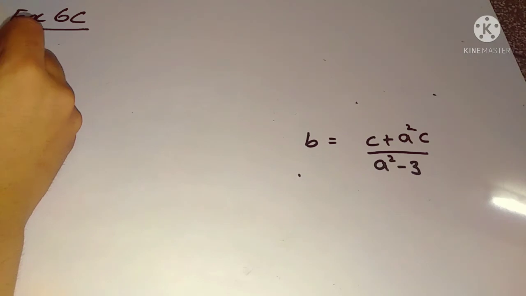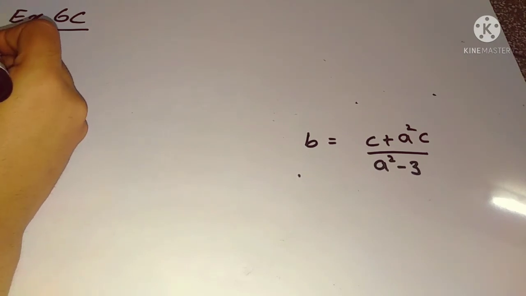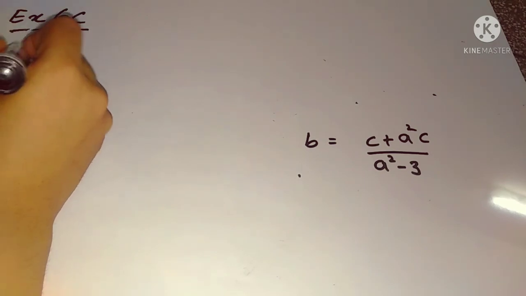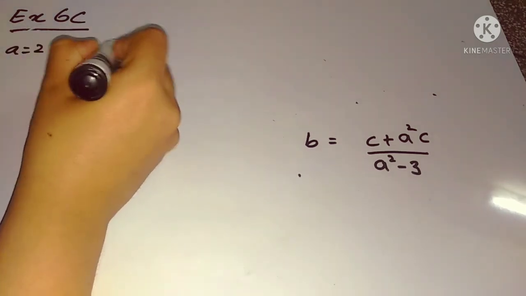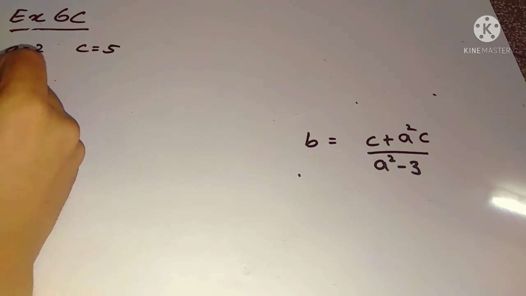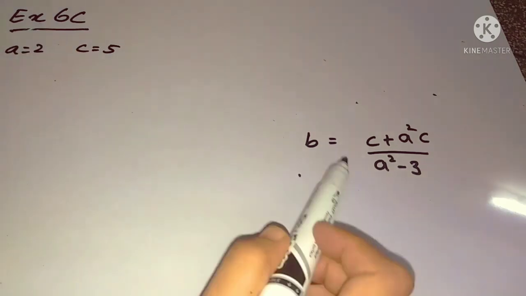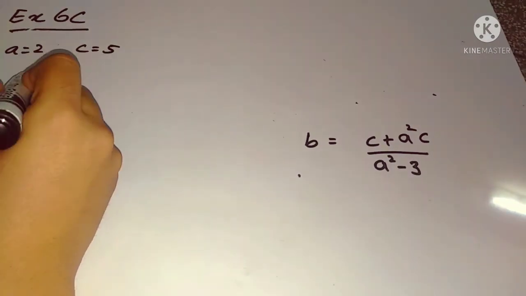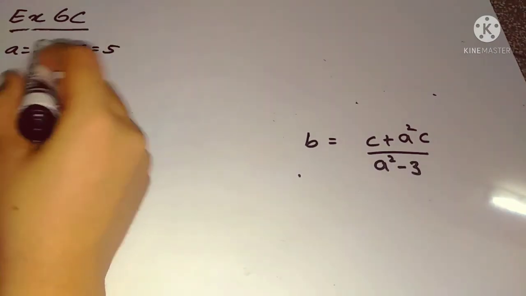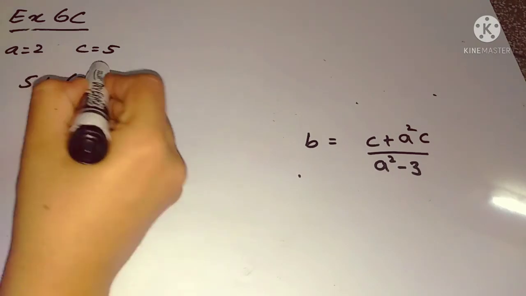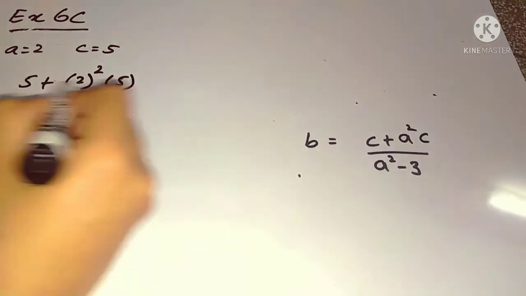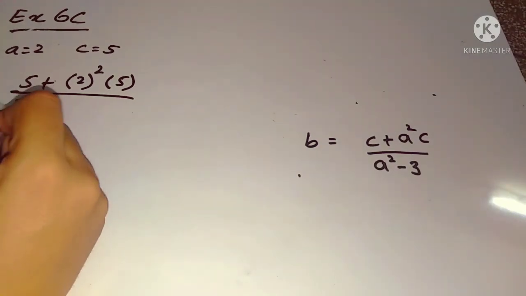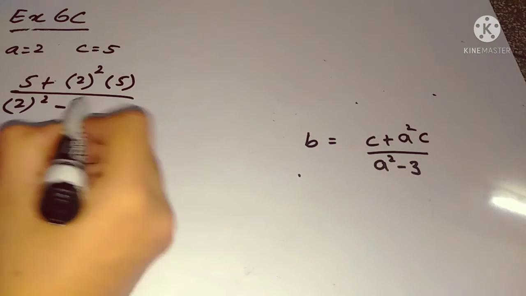Now in part 2 they are saying that if a is equal to 2 and c is equal to 5, find out the value of b. So now you have to substitute the value of a and c in this equation. It is c plus a square c, so in place of c you will write 5, plus in place of a you will write 2 square and c is 5, over a square minus 3. So a is 2, you will take the square of 2 and minus 3.